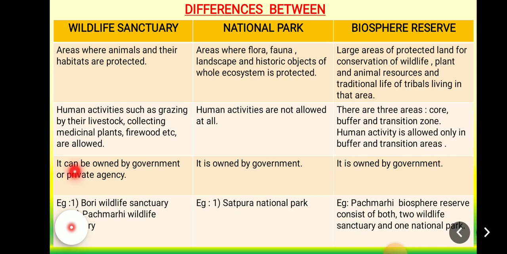Now, wildlife sanctuary can be owned by the government or the private agency. National park is owned by the government, and biosphere reserve is also owned by the government. Examples: for the wildlife sanctuary, that is Bori Wildlife Sanctuary, and next is Pachmarhi Wildlife Sanctuary. National parks, that is Satpura National Park, and biosphere reserve includes Pachmarhi Biosphere Reserve, and it consists of both 2 wildlife sanctuaries and 1 national park.